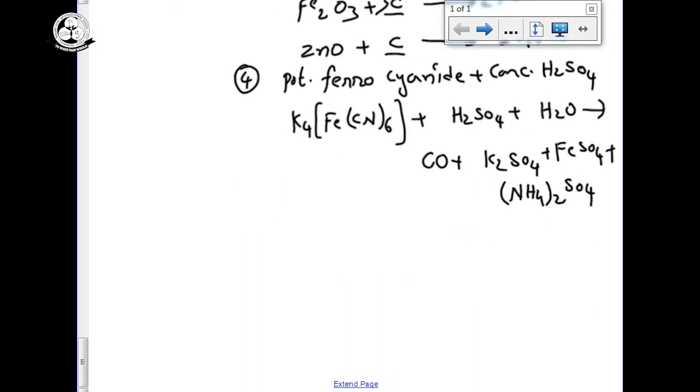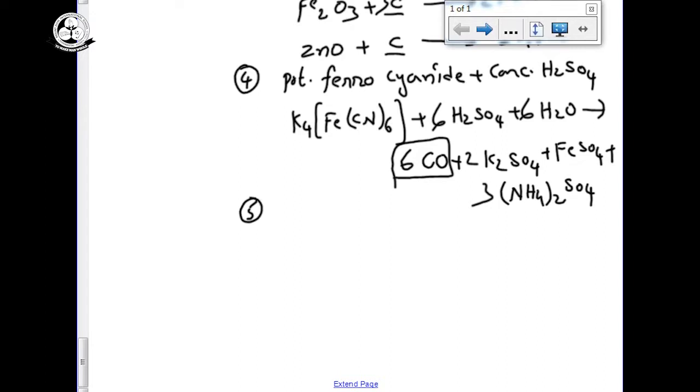To balance this equation, taking 6 moles of sulfuric acid and 6 moles of water, we get 2 moles of K2SO4, totally 4 potassiums, 1 FeSO4, 3 moles of ammonium sulfate, and 6 moles of carbon monoxide. This is our required compound. This is the general method and the laboratory method of preparation.